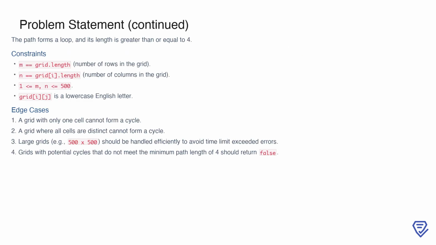When solving this problem, it's important to consider the given constraints. The grid dimensions m and n can go up to 500, so our solution needs to be efficient to handle larger inputs. Each grid cell contains a single lowercase English letter, so we only need to check character matches. Edge cases to keep in mind include grids with only one cell, where no cycle is possible, or grids where all cells contain distinct values, which also cannot form cycles. Additionally, paths that may look like cycles but have a length shorter than 4 should not qualify. These considerations will help ensure our approach is robust and accurate.